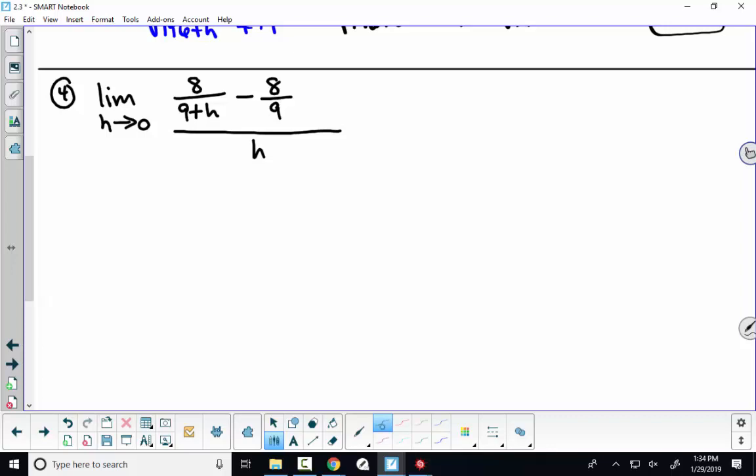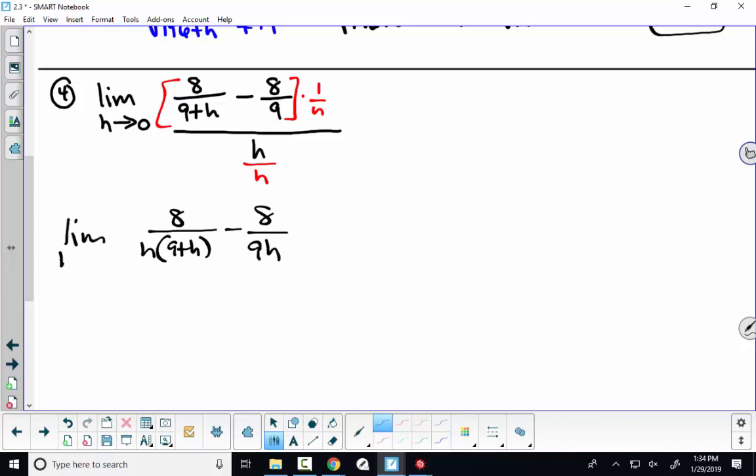So I just want to show you, if we multiply both top and bottom by 1 over h, we've got to remember to do that to both of these. That's really not going to eliminate the problem for us, because true, the denominator is 1, but now this becomes 8 over h times 9 plus h, minus 8 over 9h, and we're still computing the limit as h goes to 0. So whereas it was in just one occurrence here, now we have 2 occurrences of it. It's not that it's wrong, but it didn't help us. That's algebraically sound, but it didn't help out.